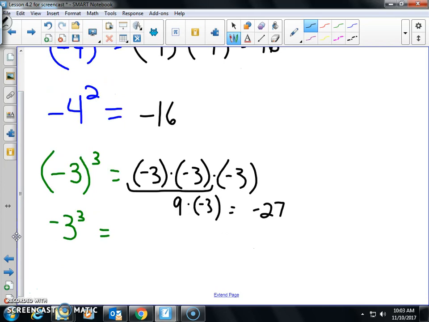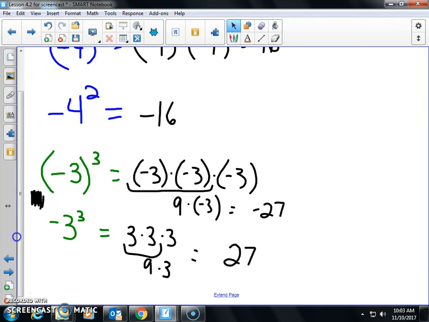The fourth one, the negative sign is not in parentheses. Remember, that means I want the opposite of everything. So pretend there's no negative sign there. In fact, you might even want to cross it out and say, oh, I need 3 to the third power. I need 3 times 3 times 3. I need 9 times 3, which is 27. But I actually need the opposite of that. So I get negative 27.